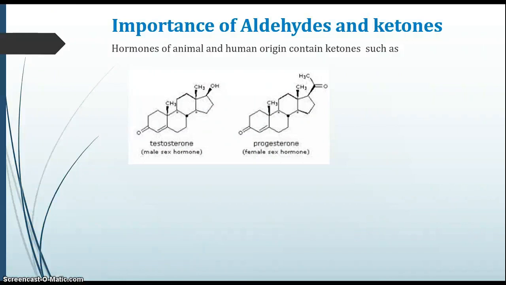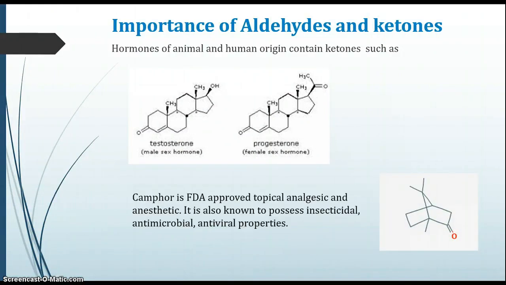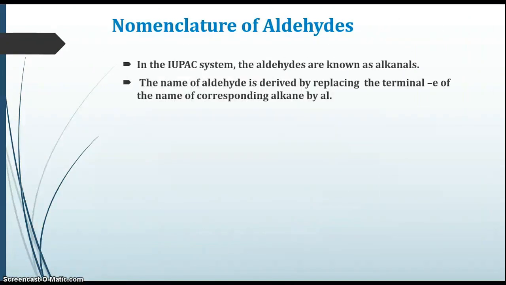Another very important ketonic compound is camphor. Camphor is approved by FDA as a topical analgesic and anesthetic. It is also very popular for its insecticidal, antimicrobial and antiviral properties. So let us quickly revise first the nomenclature of aldehydes. This you have already learned in your class 11th.